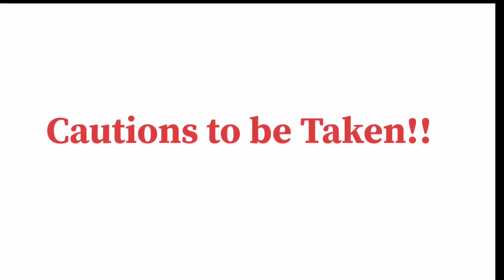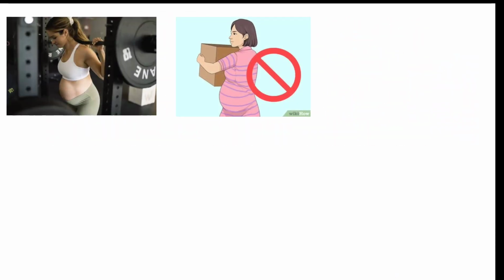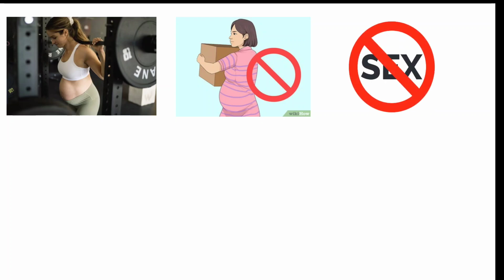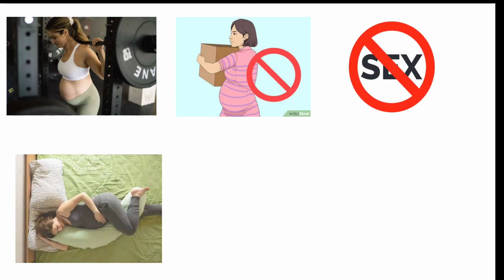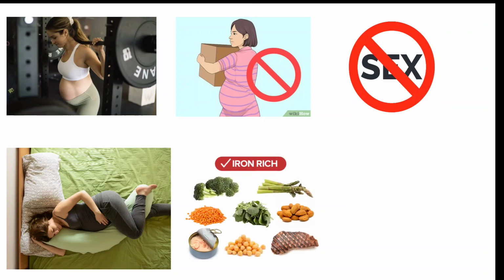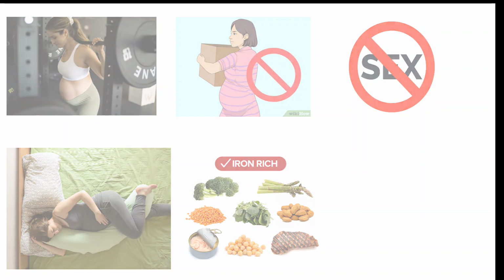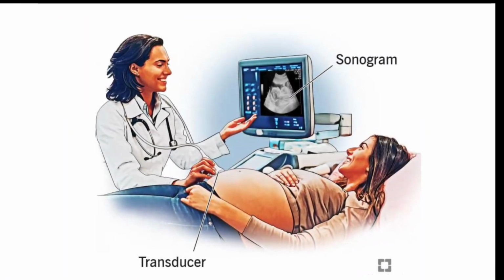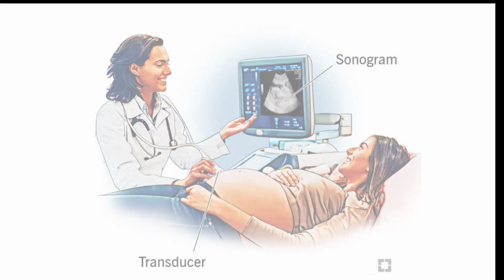Precautions to be taken are reduction in activities like exercise and lifting heavy objects, and avoiding intercourse. The best thing which you can do is complete bed rest. Healthy food will also help you. Don't forget to follow up with a USG to assess the size of the hematoma and consult your doctor.